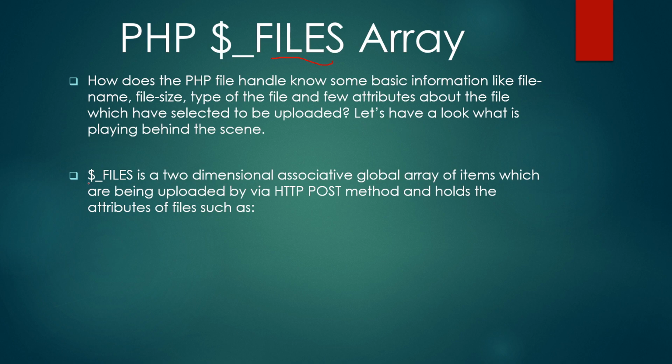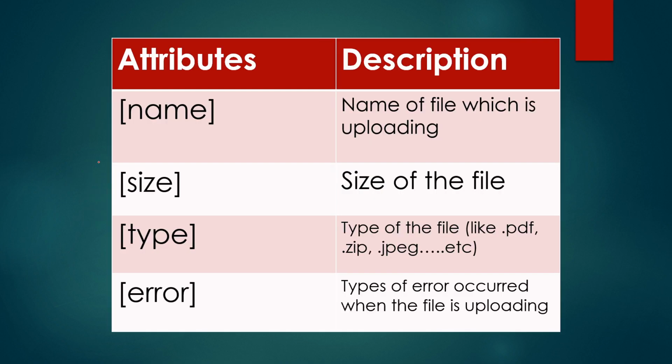Let's have a look. $_FILES is a two-dimensional associative global array, which means it can be accessed anywhere in our program, of items which are being uploaded via the HTTP POST method. This is important. That's why we made use of the POST method. If we make use of the POST method, only then will all the details be stored inside the files array, which holds the attributes of files. So whenever we are uploading any file, some of its details are stored inside this array, like the name of the file, the size, what type of file it is, and some attributes. Let's see what all attributes are stored.